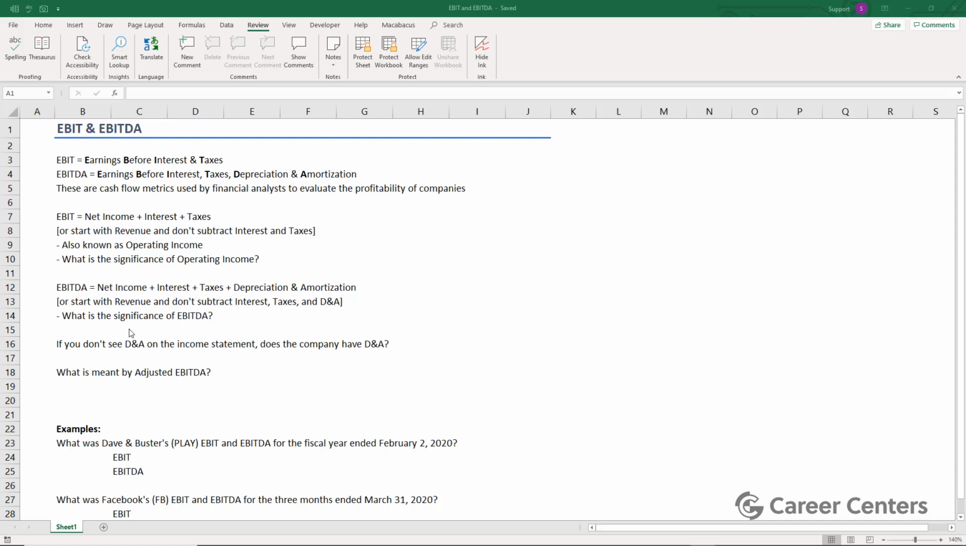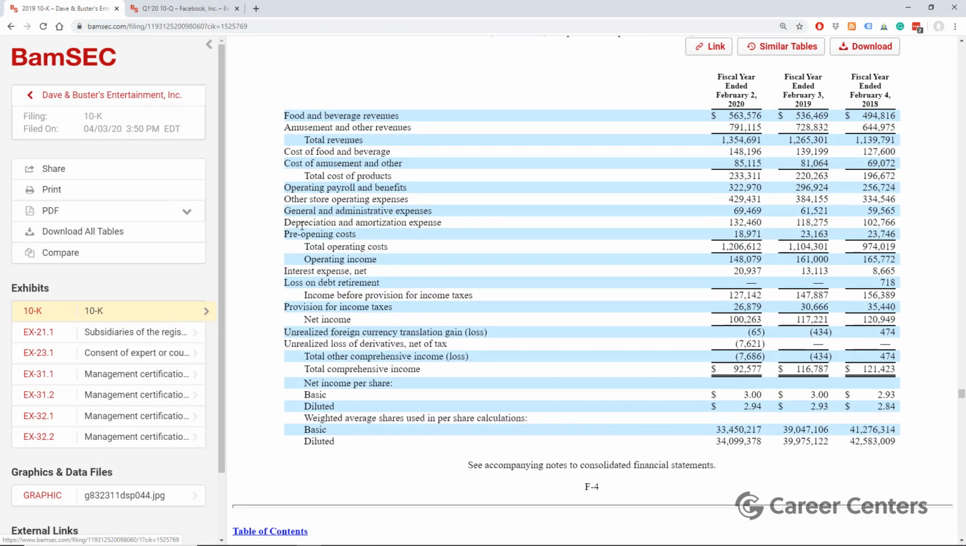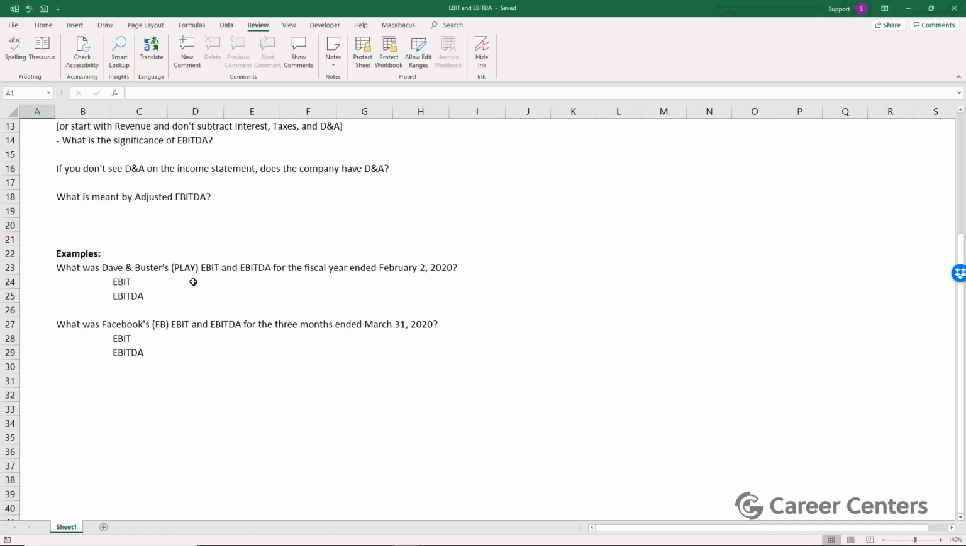Let's look at a couple of examples here, one from Dave & Buster's and one from Facebook. Let's calculate both of those companies' EBIT and EBITDA. Here I have the 10K for Dave & Buster's. Let's start with the EBIT. EBIT is just going to be equal to income from operations, and that's operating income here. It's 148,079. I don't really have to do much to get a company's EBIT.